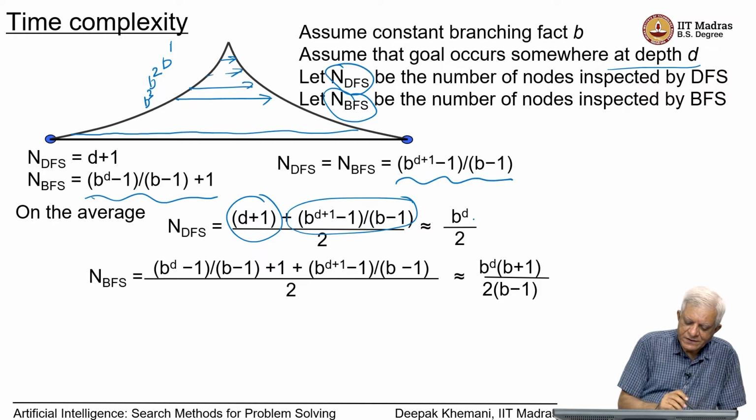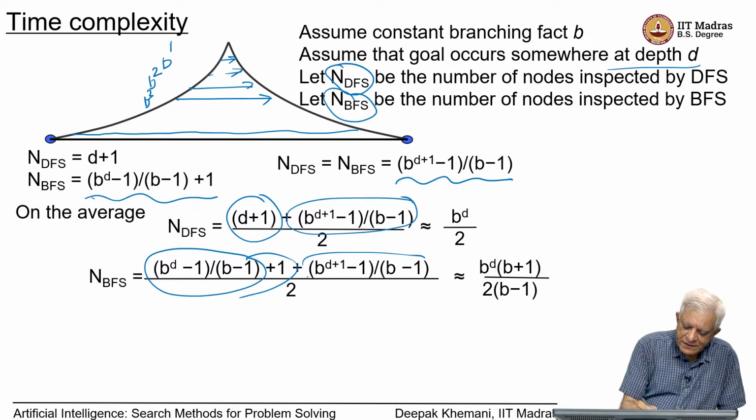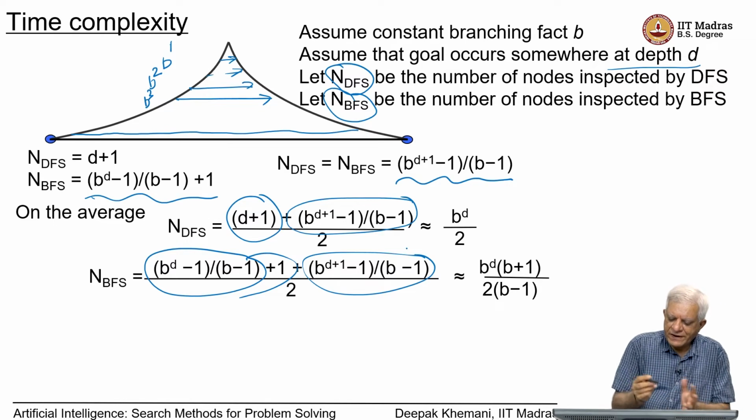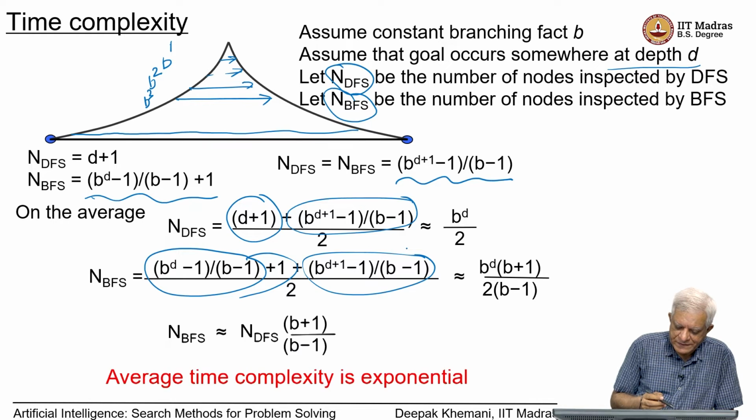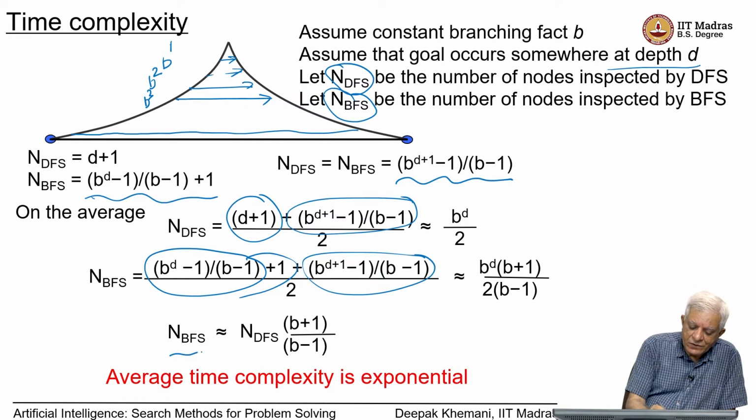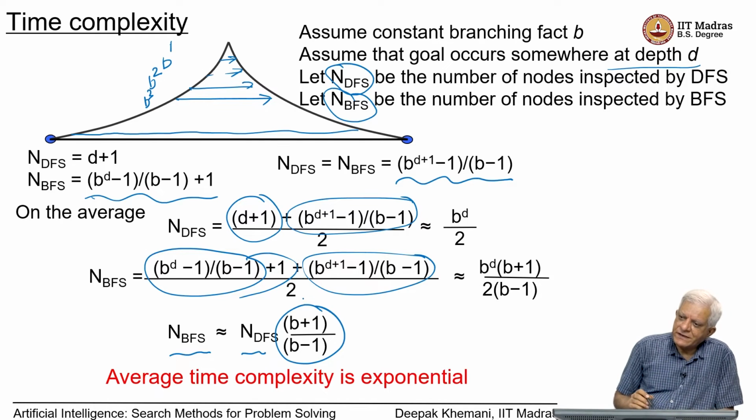For breadth first search also we do the same thing, we take the expression for the left end and the expression for the right end, and then simplify it, remove constants and so forth, and what we get is something not very far from there, which is b raised to d into b plus 1 divided by 2 into b minus 1. So, if you look at the ratio of the two, the number of nodes inspected by breadth first search is more than the number of nodes inspected by depth first search, but only by a factor of b plus 1 divided by b minus 1.